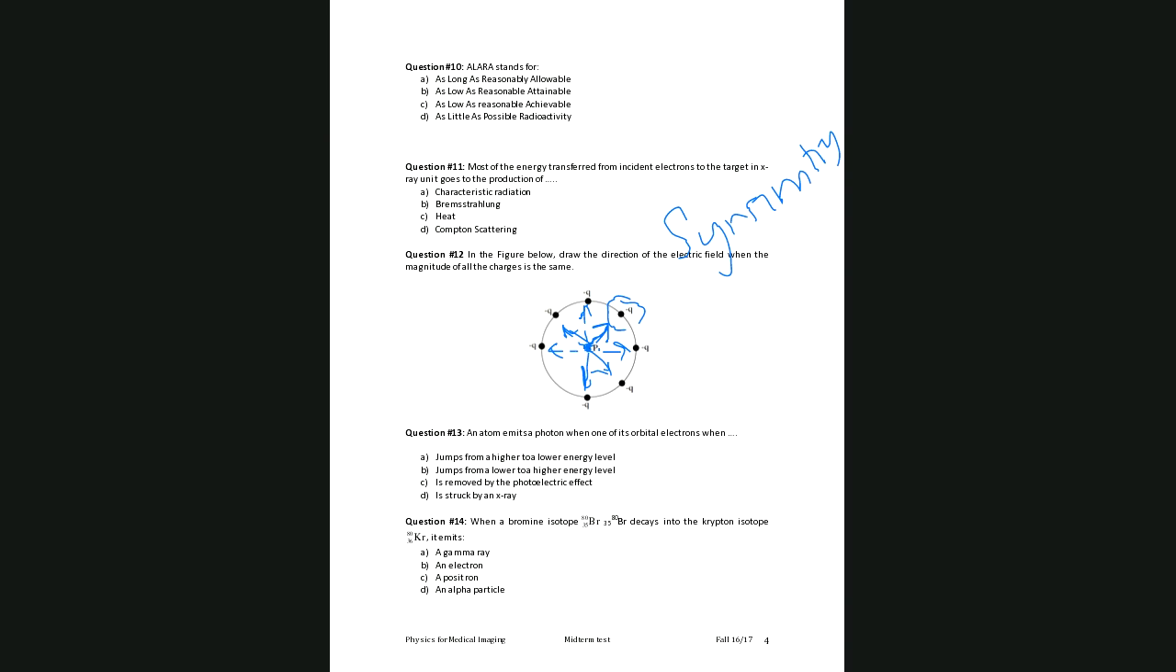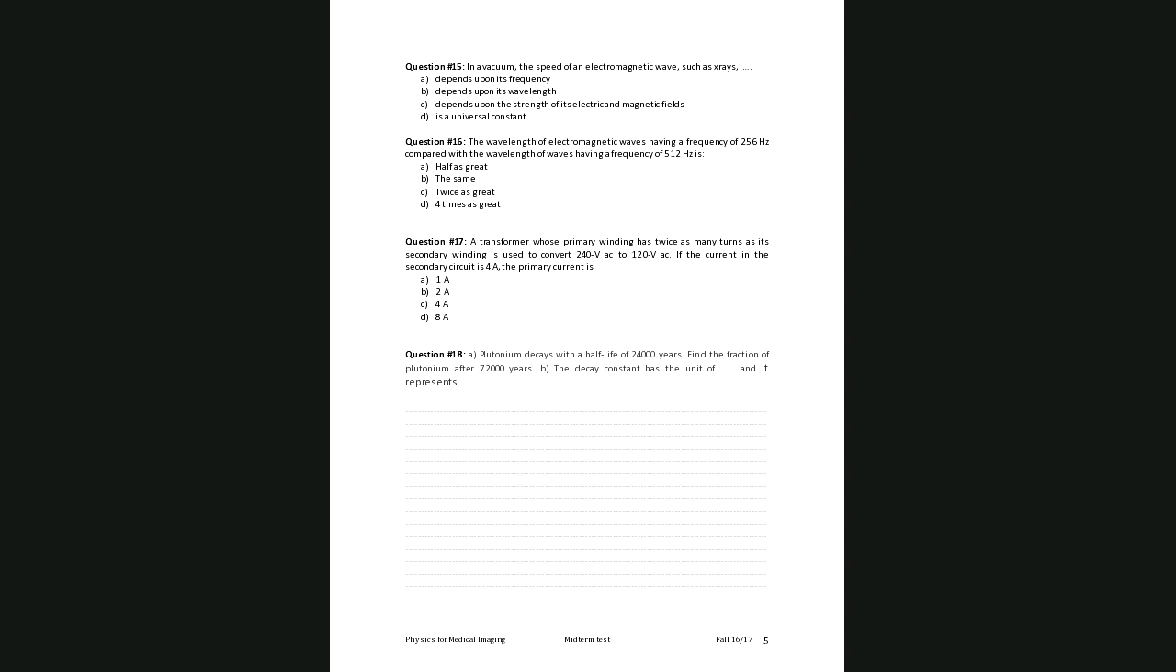Question 16 now is the one that a number of you are asking me about. It's this question here. So what does this question say? It says that the wavelength of an electromagnetic wave has a frequency of 256 hertz, and he wants you to compare it with the wavelength of a wave that has a frequency of 512 hertz. Okay, and then there's half or twice, so let me go to the whiteboard and explain this again.